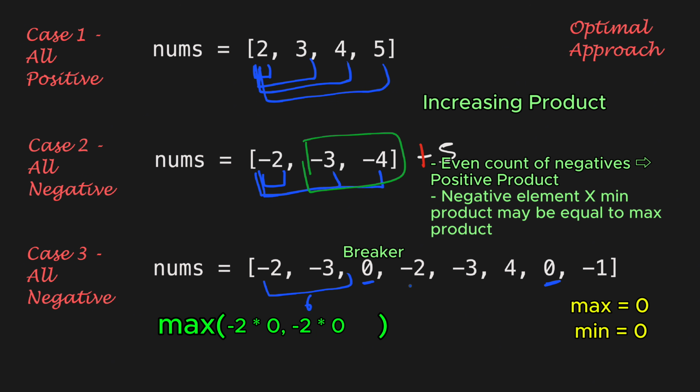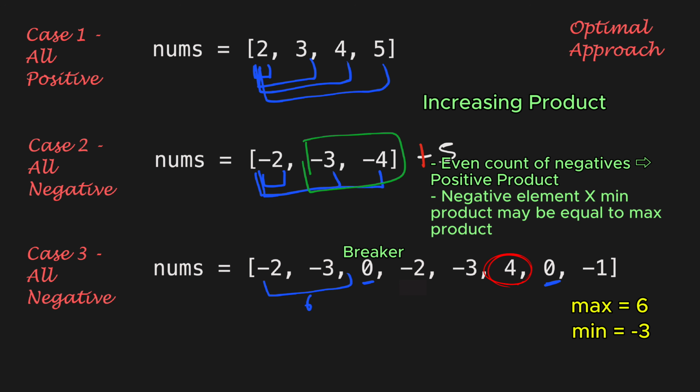But this time we also take maximum of the current number as well. So this way, for the maximum, we will take maximum of 0, 0 and -2, which will be equal to 0 in this case. Similarly, for the minimum product, we will take minimum of the element and the product of the element with the minimum and maximum product, which will be equal to -2 in this case. Now the next element we encounter is -3. Hence the maximum product now becomes +6 and minimum product becomes -3.